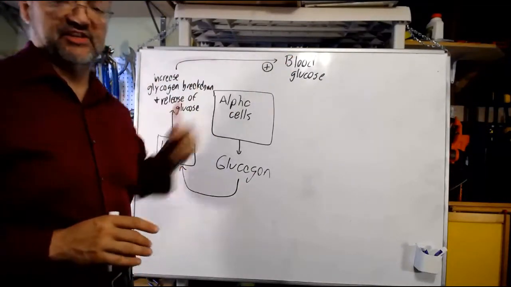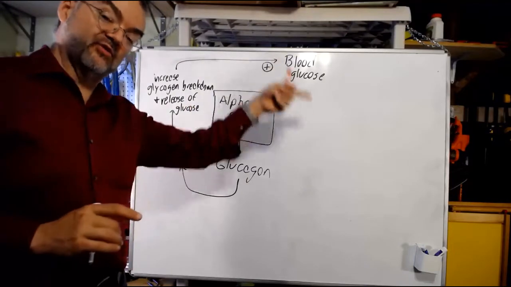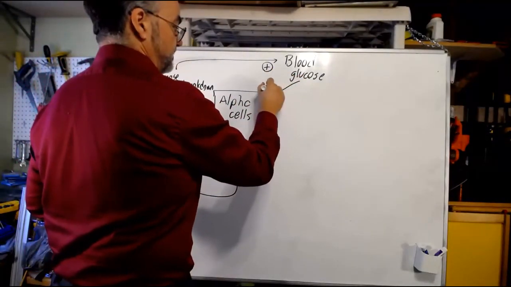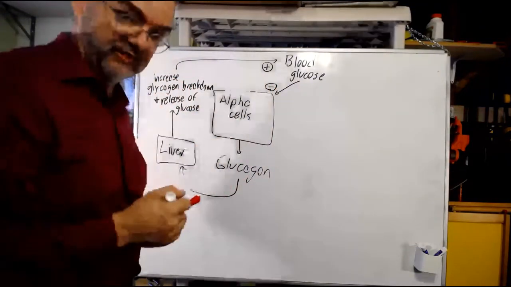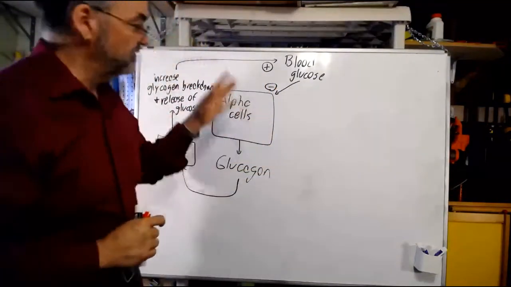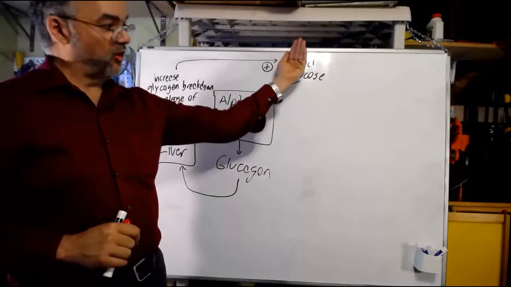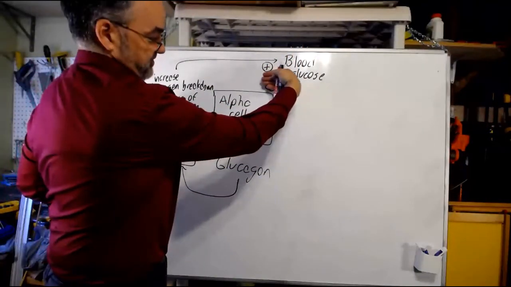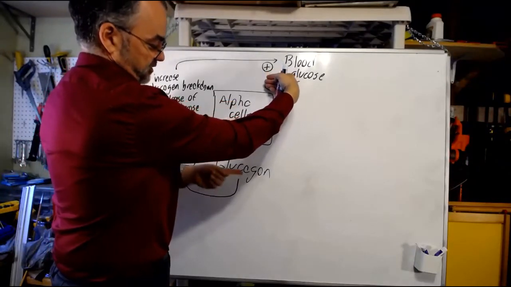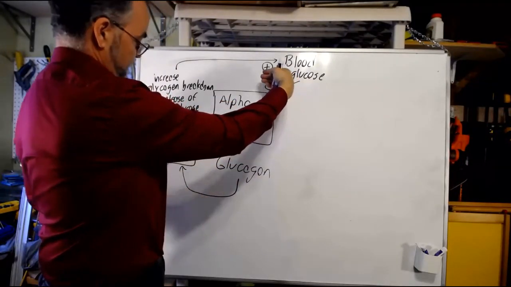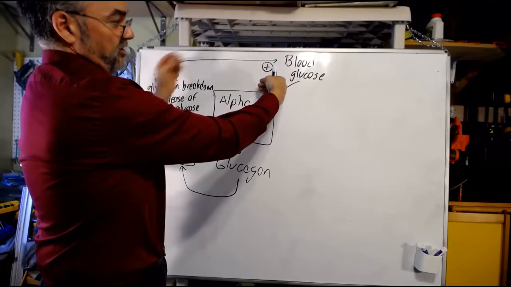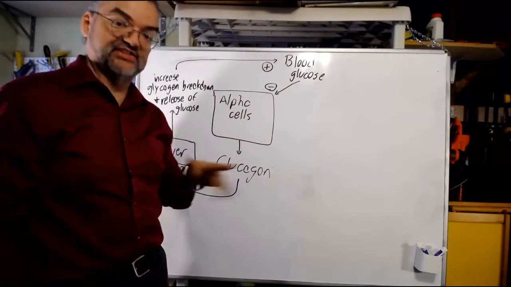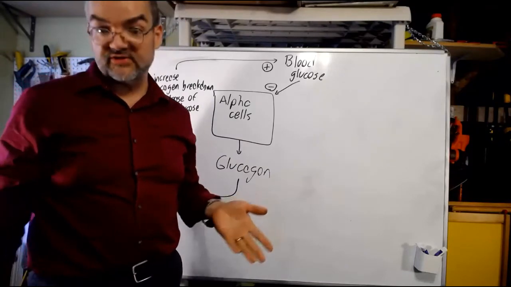So alpha cells make glucagon, which tells the liver to break down glycogen and release that glucose into the blood, which increases blood glucose. Now, to complete the negative feedback loop, blood glucose suppresses the alpha cells. So imagine you start with low blood glucose. That means we don't have this suppression, which means the alpha cells are allowed to make glucagon. Glucagon tells the liver to release some of its glucose, which raises the blood glucose level, which then tells the alpha cells to stop making glucagon. So there's our negative feedback loop.